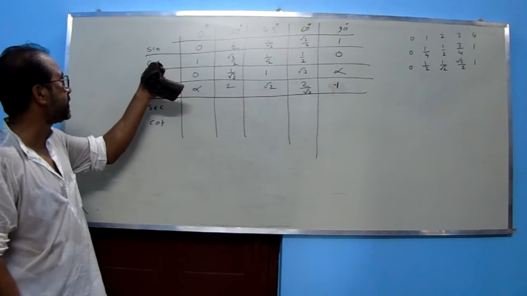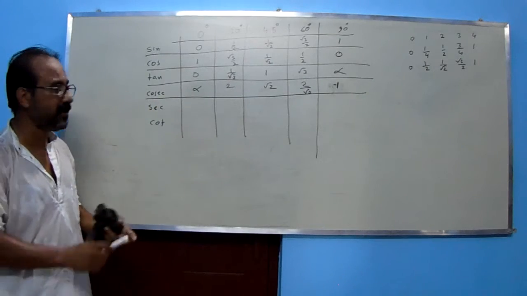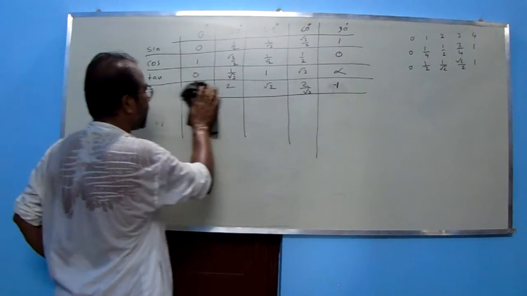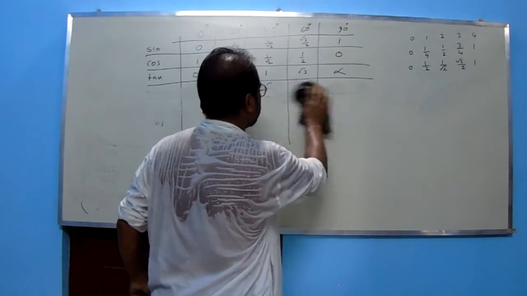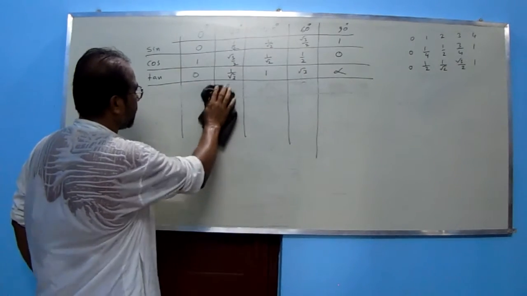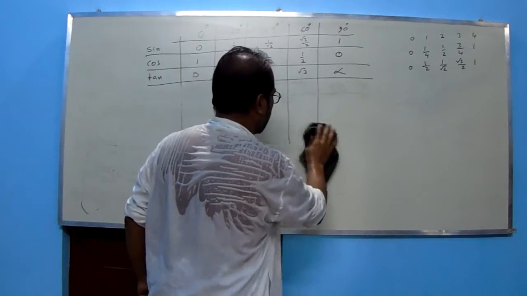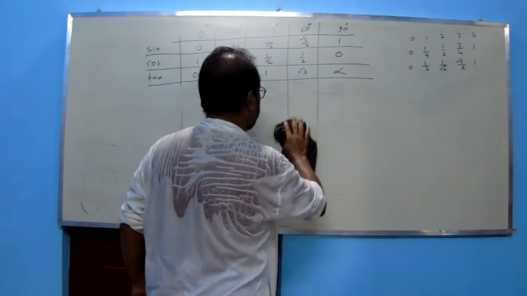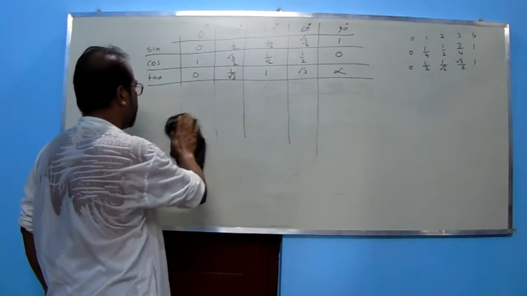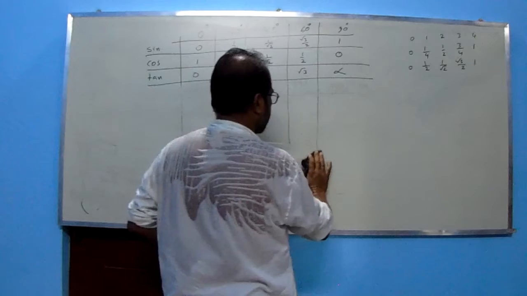Like that, sec is the reverse of cos. Cot is the reverse of tan. So what I want to say is that if the values of sine, cos, tan are remembered, then the math can be done very, very easily.